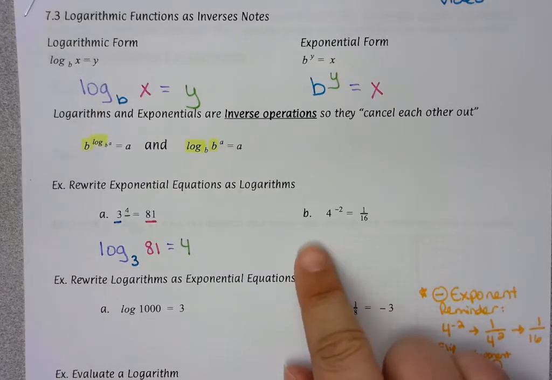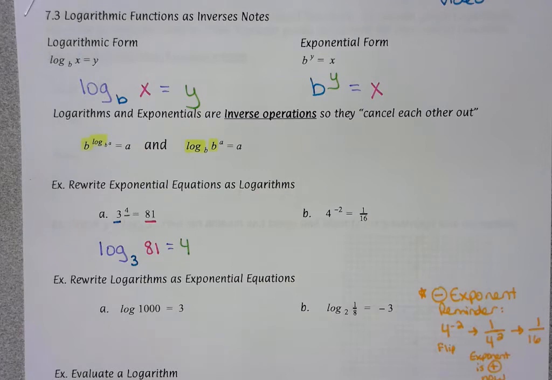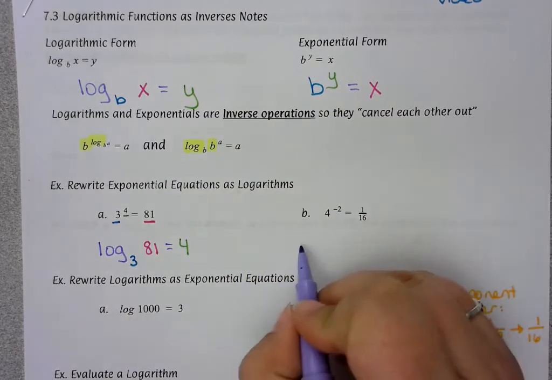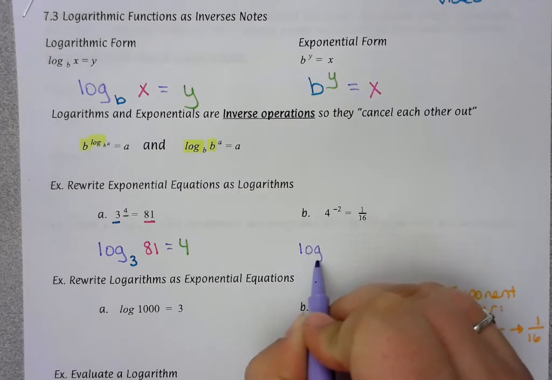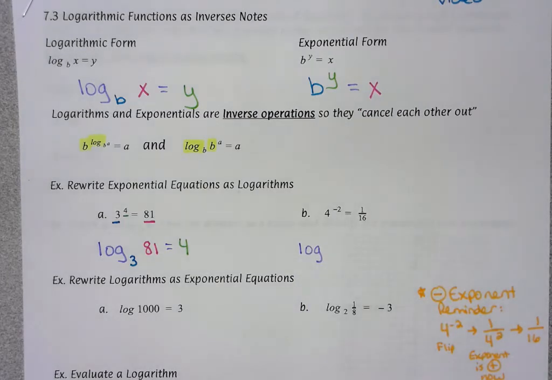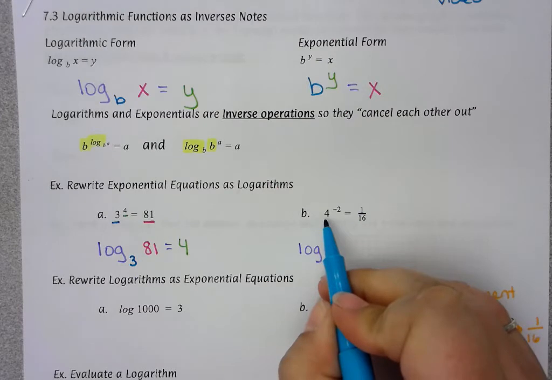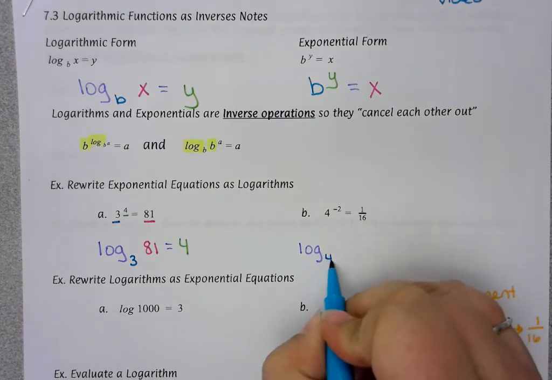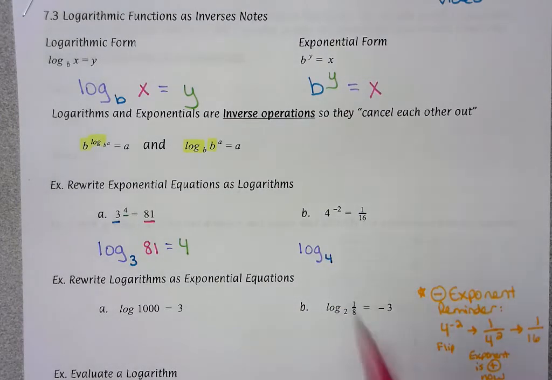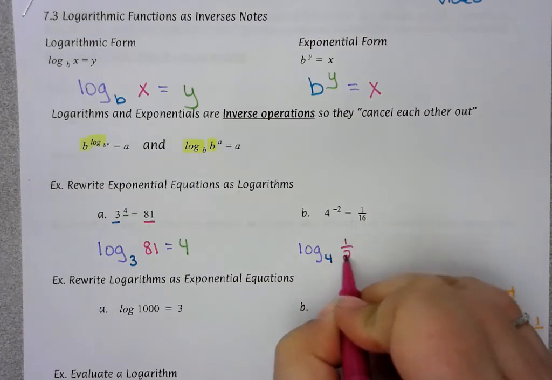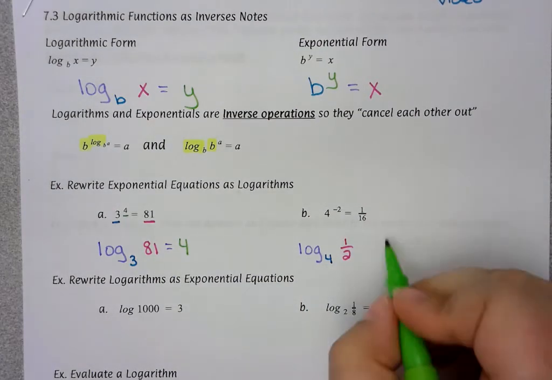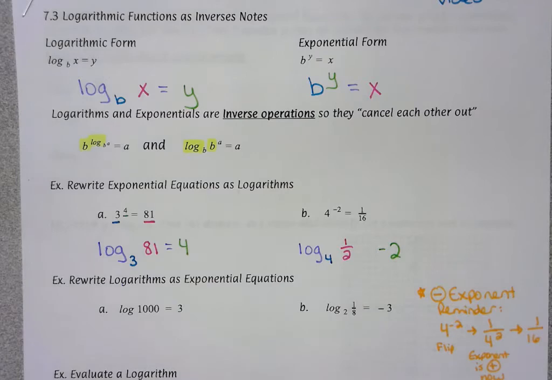Okay, so why don't you pause this and try to do this one on your own. To change it to a logarithm form, you need to write the word log. Then the 4 was your number. It's now going to be the base. And the 1/16 and the -2 are going to trade places on the equal sign.